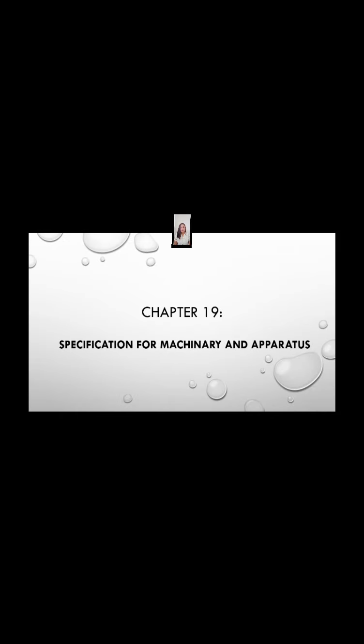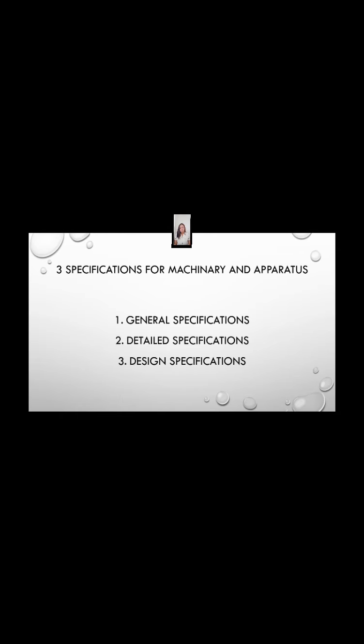We are the reporters of Chapter 19, and our topic is all about contracts, specifications, and engineering relations. So, specifications for machinery and apparatus. There are three main specifications for machinery and apparatus: general specifications, detailed specifications, and design specifications.